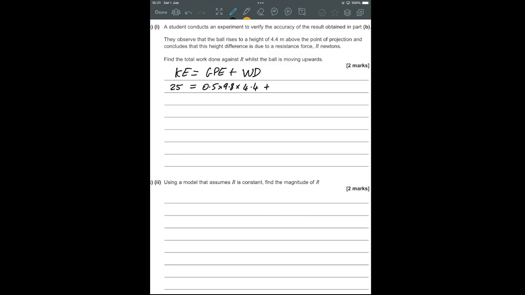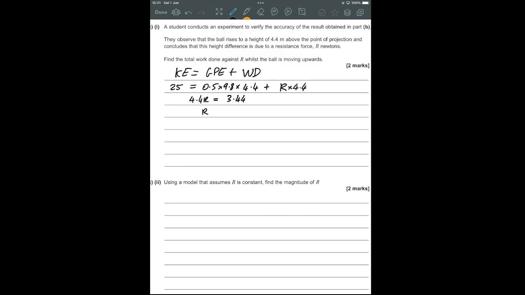plus the resistive force. Well, work done is force times distance. Well, we've overcome this resistance for 4.4 meters. So 4.4 R equals 25 minus the other stuff, which is positive at least, 3.44.